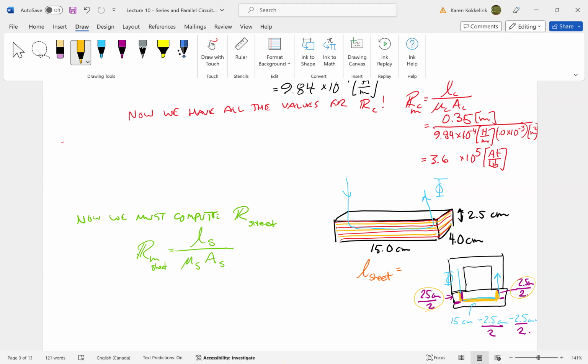However, what you're actually doing is, we are not really going through that much magnetic material, are we?